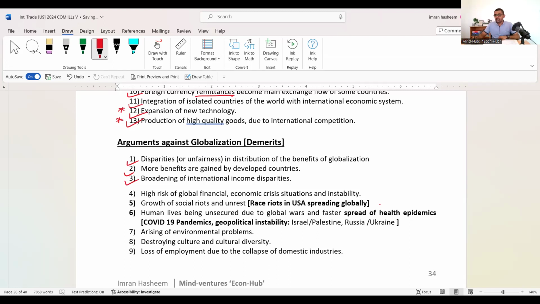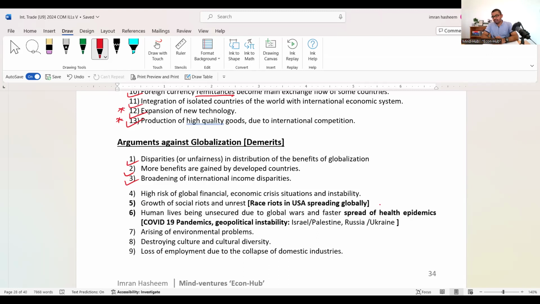Then number 4, high risk of global financial and economic crisis situations and instability. That is true, right? When the US economy goes into a financial meltdown, that affects the entire world because the US is so connected to the global economy, and we are connected to the USA through the global economy. When a financial crisis happens in one part of the world, it affects the other parts of the world and other countries.